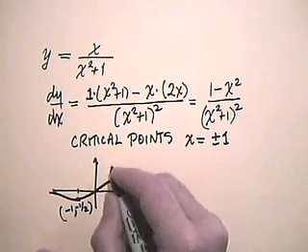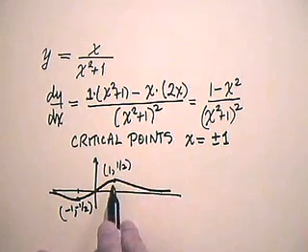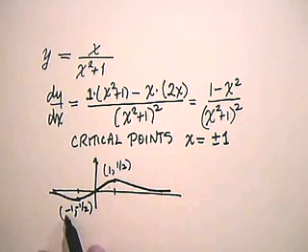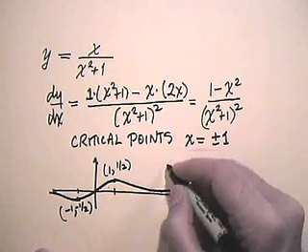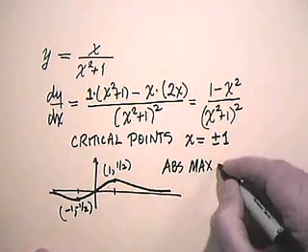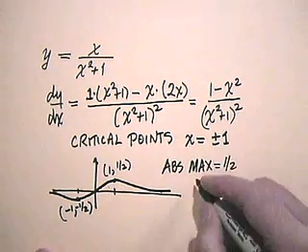So clearly here at 1, 1/2, we have the global absolute maximum value of this function, and here at negative 1, negative a half, we have the absolute minimum. Absolute max equals 1/2, occurs at x equals 1.